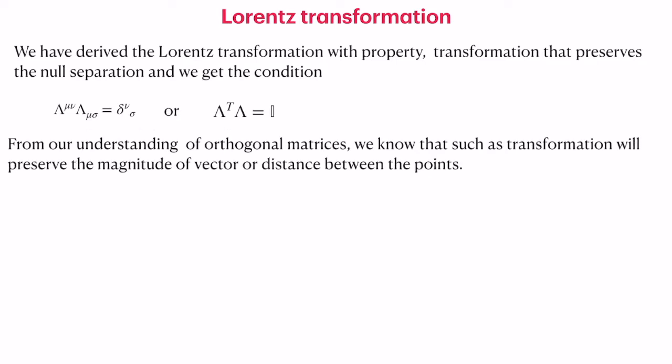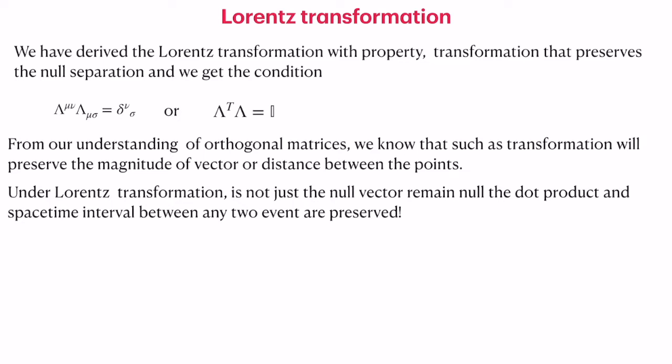Let us quickly recollect some of the important properties of orthogonal matrices. We know that orthogonal transformation preserves magnitude of a vector or distance between the 2 points. It also preserves the dot product between the two vectors. Since the Lorentz transformation also satisfies similar property, it can be easily seen that the Lorentz transformation also follows a very similar condition. It's not just null vector, it is a dot product between any two vectors that remains invariant under Lorentz transformation. To pictorially see it, for example, let's say that we have vectors which are null, time-like and space-like.